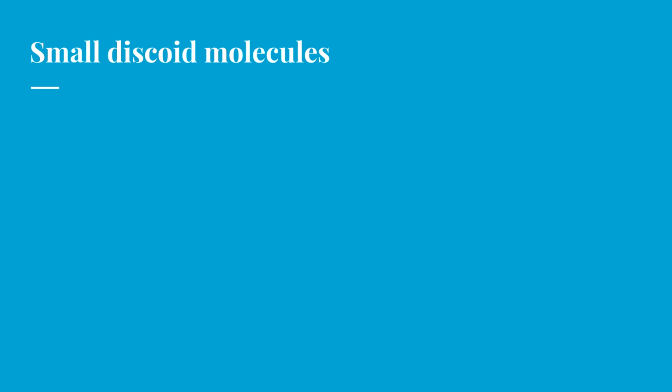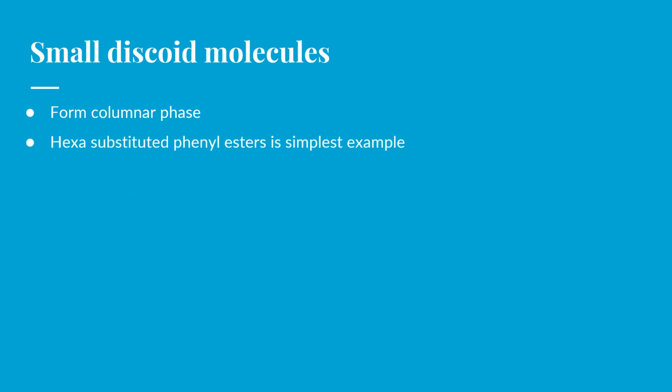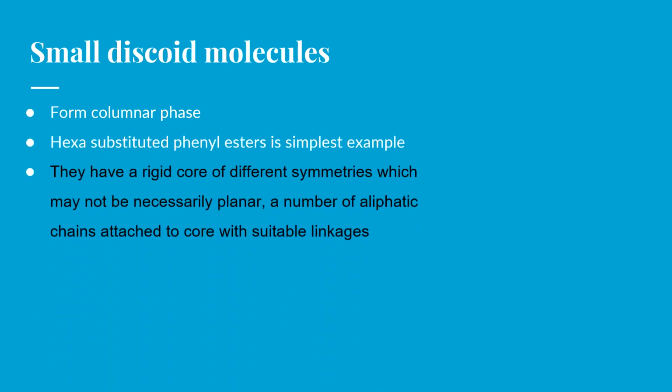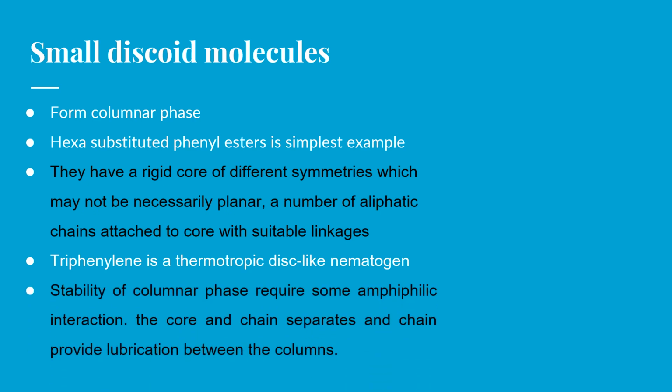Next is the small discoid molecules. These molecules form a columnar phase. Hexasubstituted phenyl esters are the simplest example of such a system. They have a rigid core of different symmetries which may not necessarily be planar, with a number of aliphatic chains attached to the core with suitable linkages.